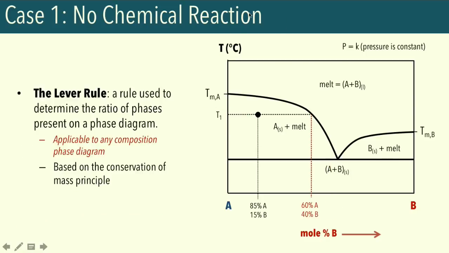A nice graphical method that we could use to help us determine the distribution of the mixture between the phases is the lever rule. This technique is actually applicable to any composition phase diagram, so what we'll discuss here can also be used later on for other phase diagrams.